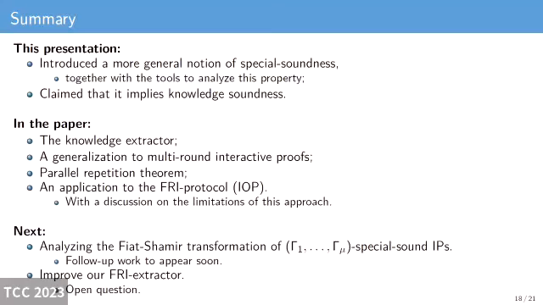Follow-up work will handle, for instance, the natural question: what happens if you take a Fiat-Shamir transformation of these protocols? This will appear soon on ePrint. And a remaining open question is how to improve our FRI extractor. There are some directions that we could explore.